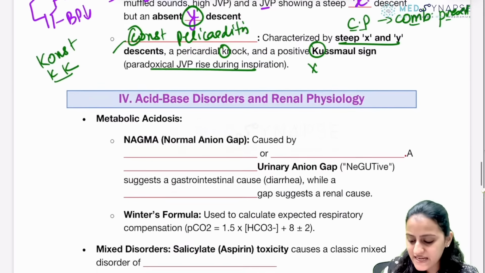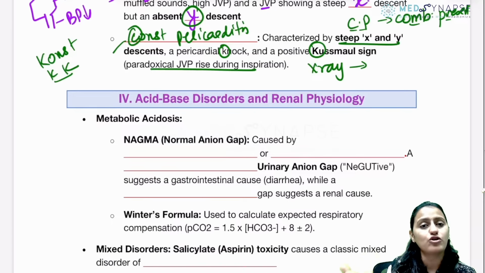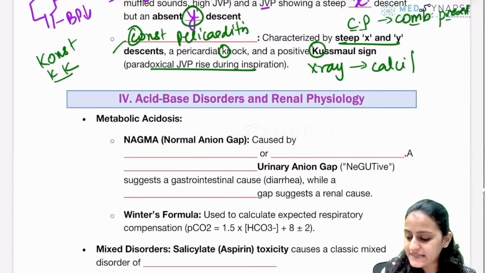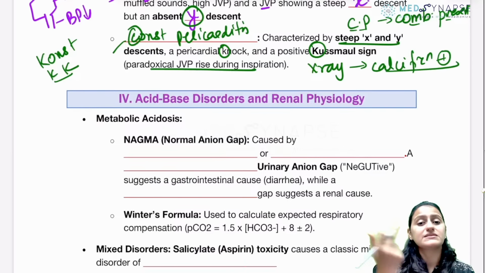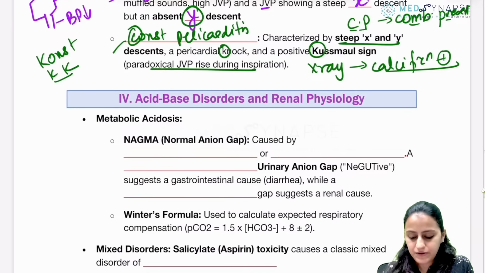And what do you see in X-ray of constrictive pericarditis? Remember, it is calcific constrictive pericarditis, common with TB in our country. So you would see calcification surrounding the heart. Pericardial calcification surrounding the heart is what you would see. Calcification will be present. Okay.